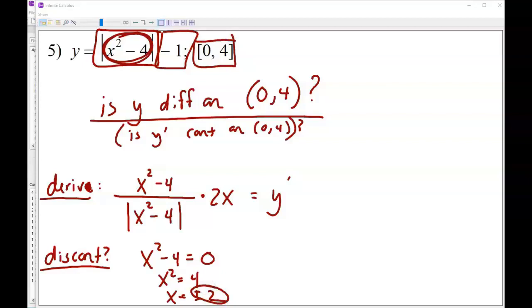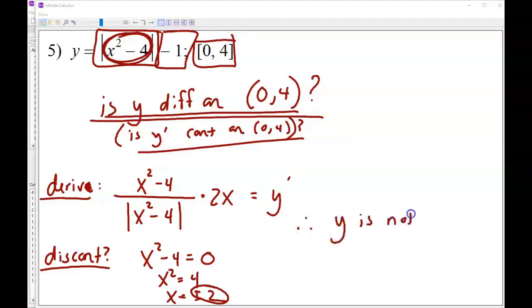So we have a discontinuity for the derivative on the open interval 0 to 4, which means that y is not differentiable on the open interval from 0 to 4. So therefore, y is not differentiable on the open interval 0 to 4.